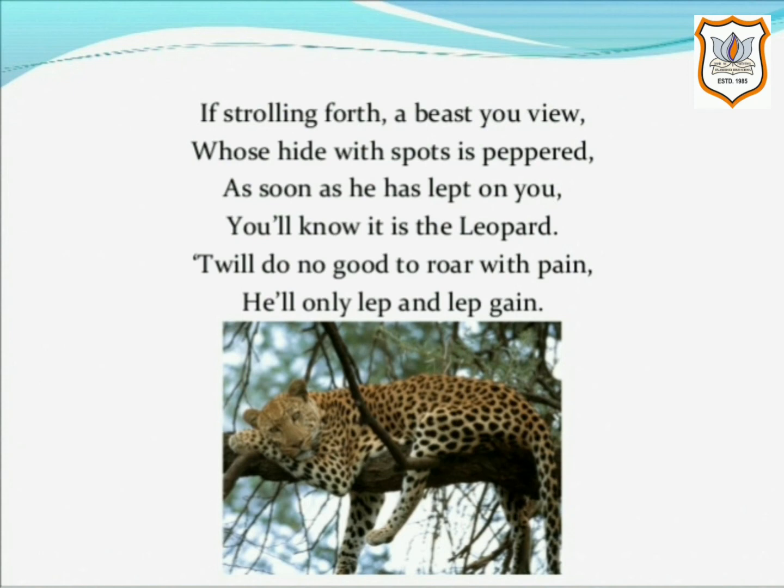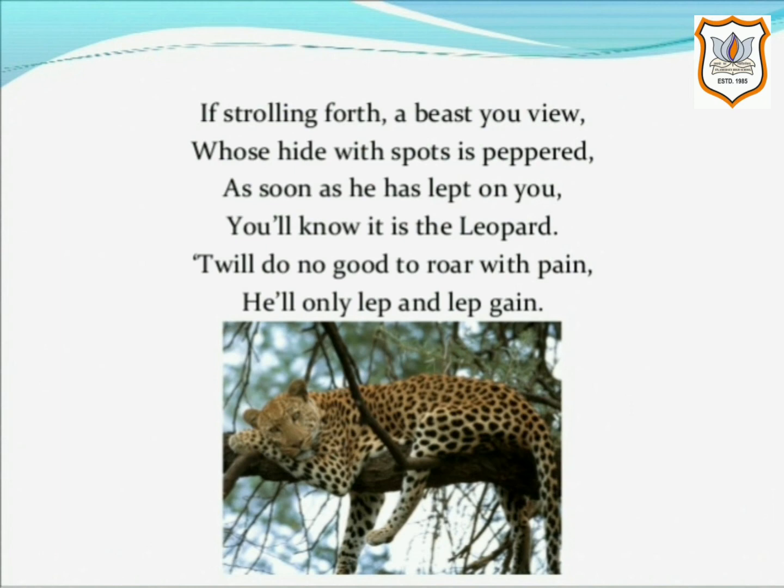Next line. As soon as he has leapt on you, you will know it is the leopard. Here there are two figures of speech, that is repetition and alliteration. Repetition because the word you is repeated for poetic effect, and alliteration because the consonant sound H is repeated in the words he and has, and the consonant sound L is repeated in the words leapt and leopard.